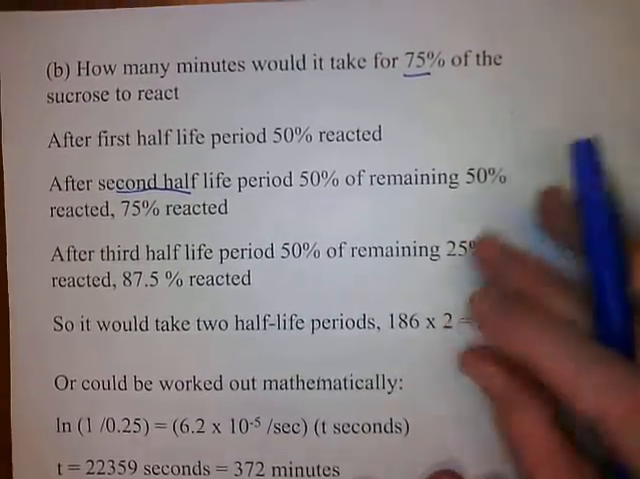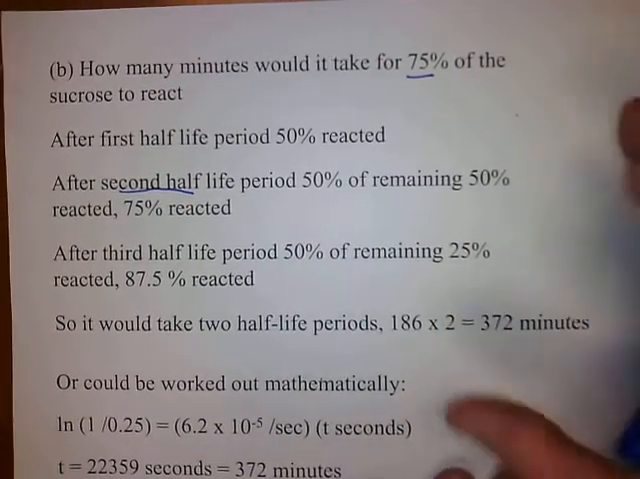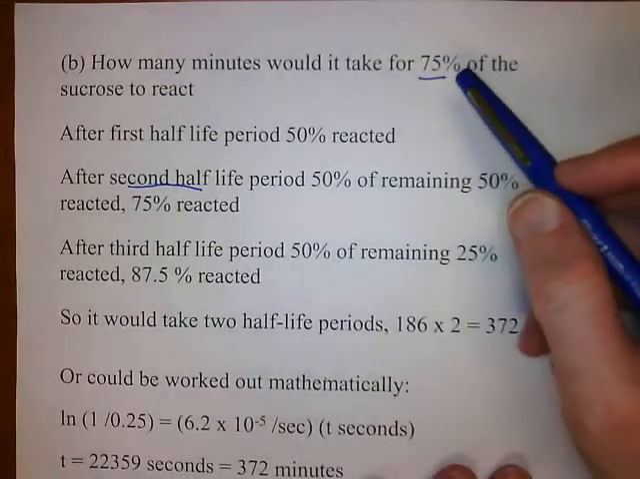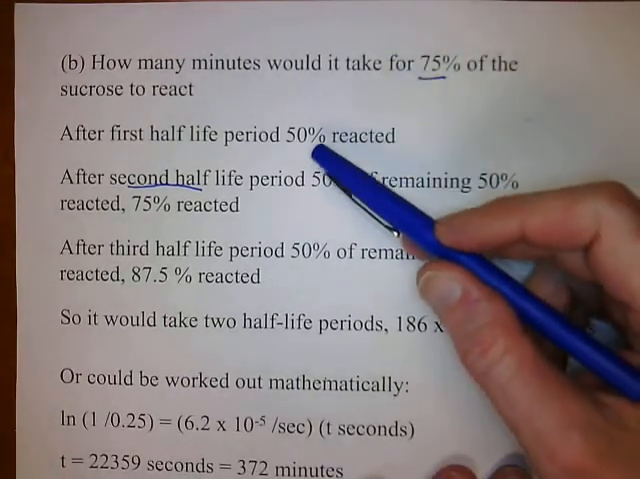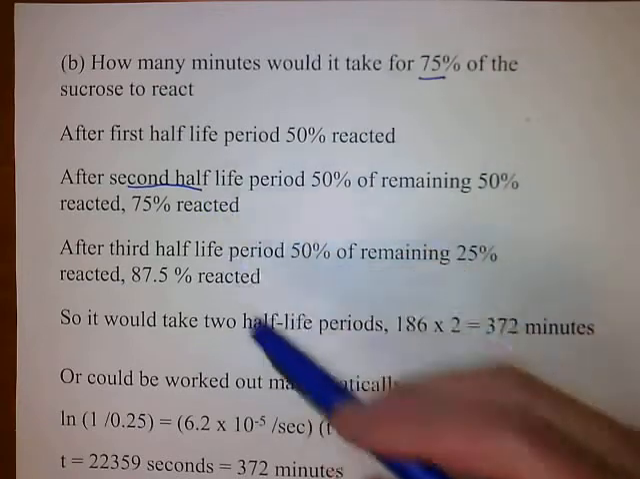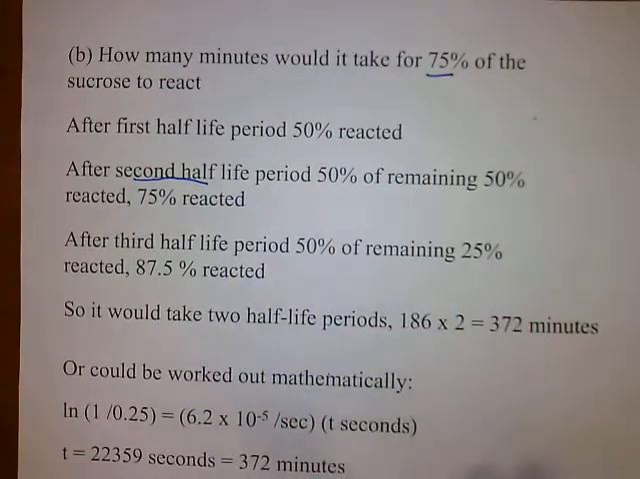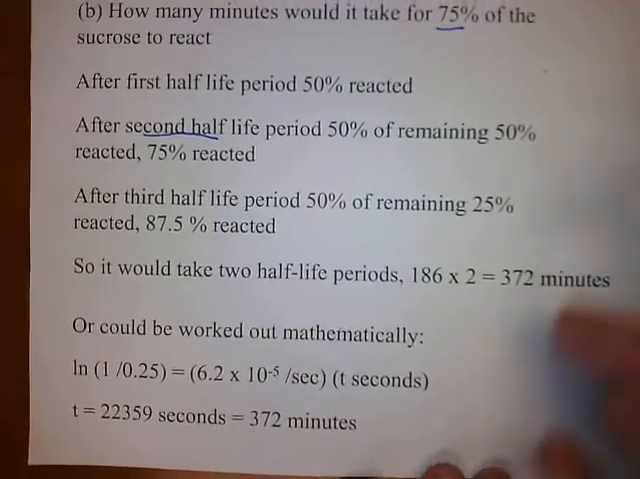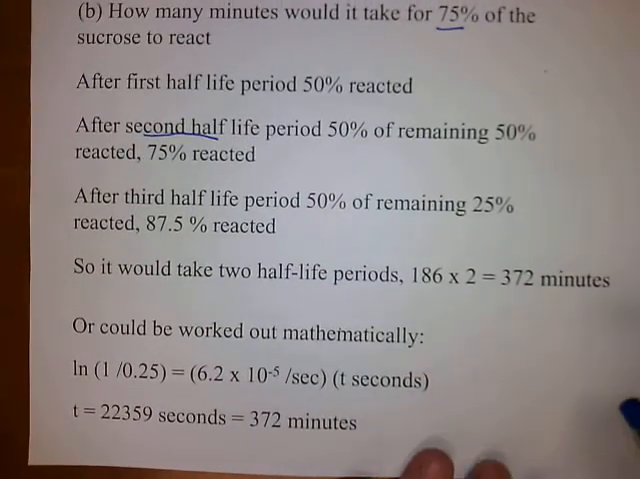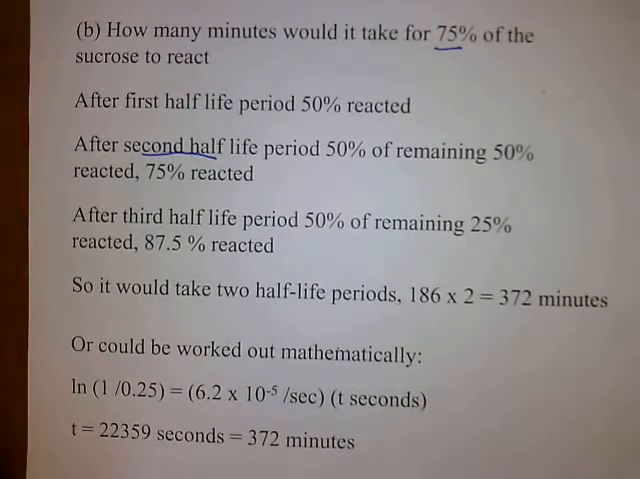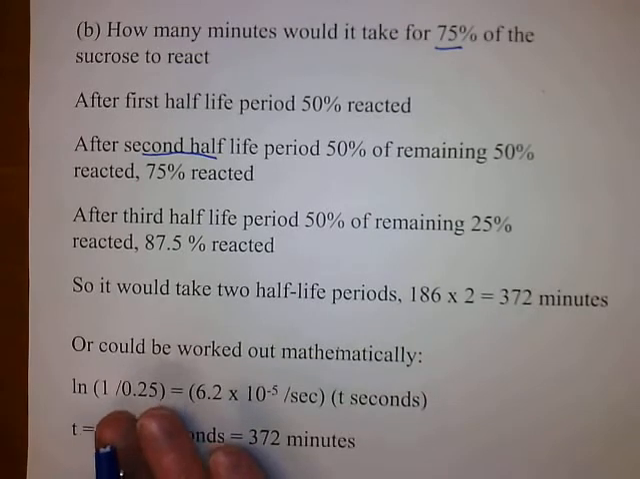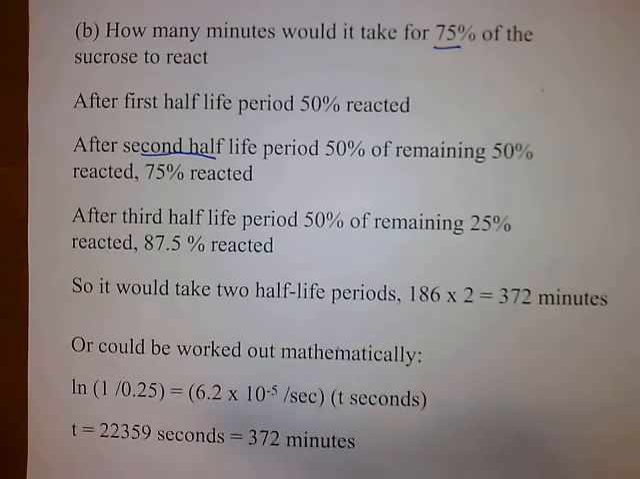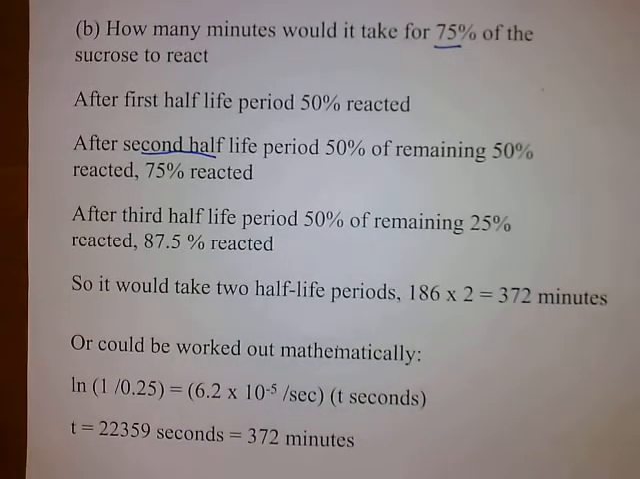So if the quantity that you're seeking falls upon one of these boundaries, 50% reacted, 75% reacted, 87.5% reacted, you can do it this way. If it doesn't fall on one of those boundaries, then you'd have to work it out the long way. Let's say we wanted the time for 40% to react, then you'd have to work it out mathematically. All right, we'll stop here.